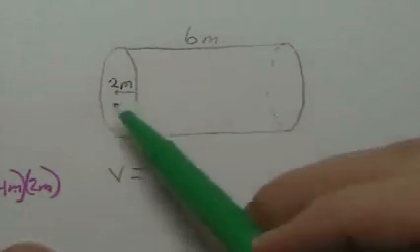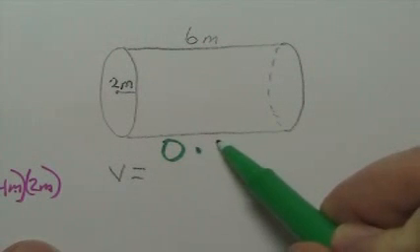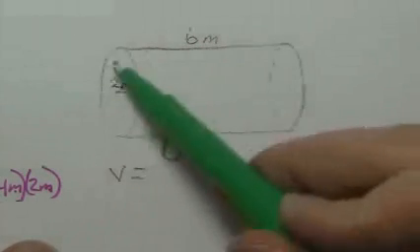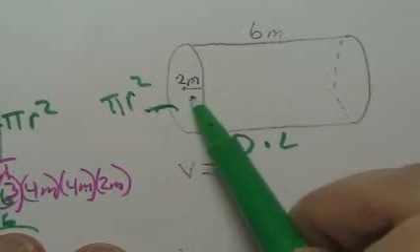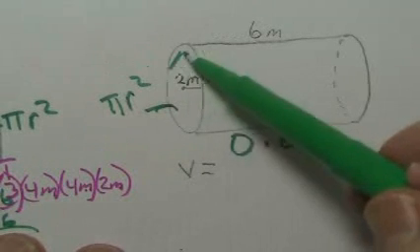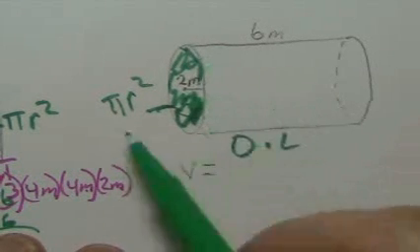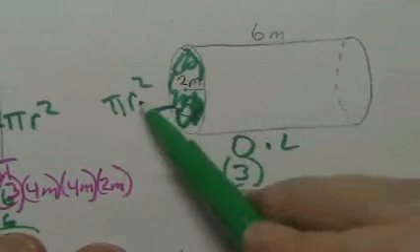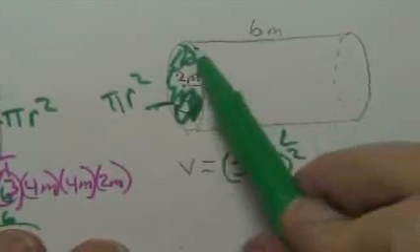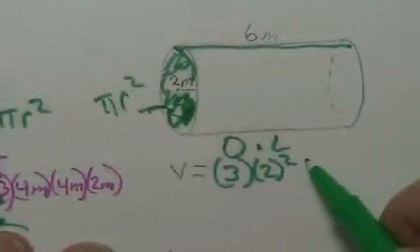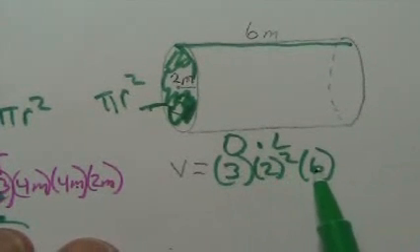Okay, remember we want to find the face, which is a circle, times the length. So the area of a circle times the length. This area right here, remember it's pi r squared. This will be the face. So pi, we'll use 3. Radius is 2. That's 2 squared. And then the length is 6. So pi r squared times the length.